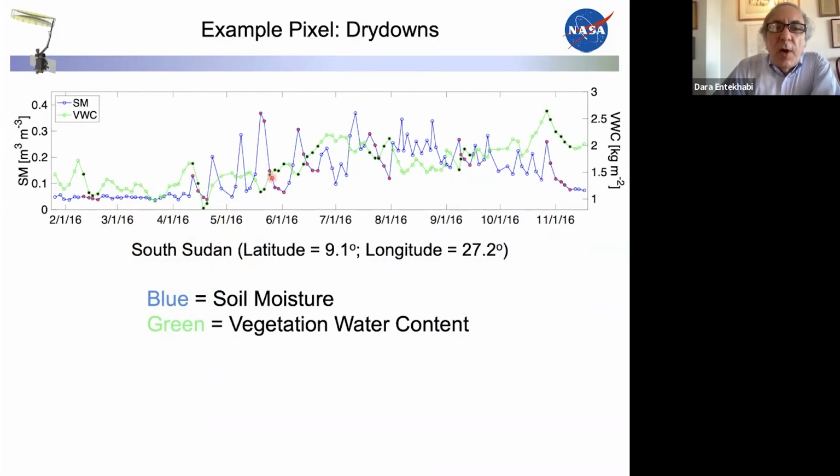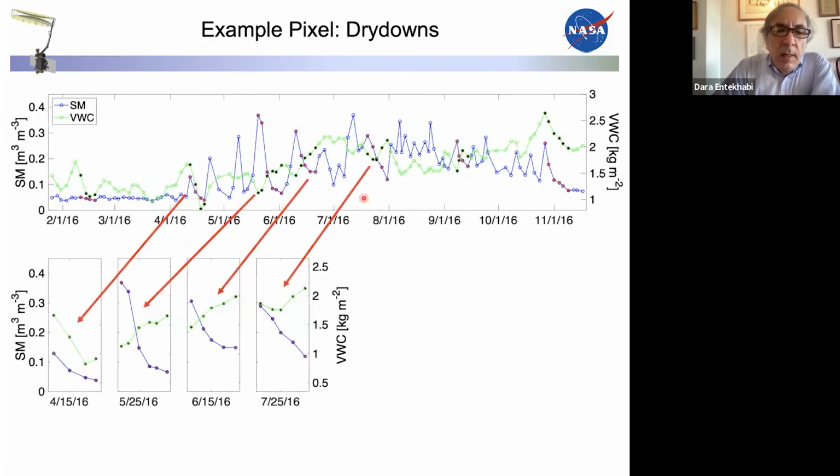We isolate the dry downs. So the red dots are consistent dry downs. I isolate them here individually. Sometimes the soil moisture obviously always goes down. Sometimes the vegetation goes down as well. Sometimes it goes up. And actually, it's state dependent. When the initial conditions are wet, the vegetation water goes up. When the conditions are dry, it goes down.